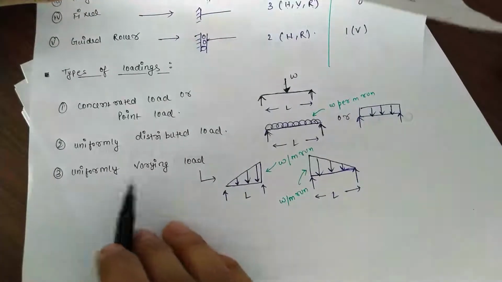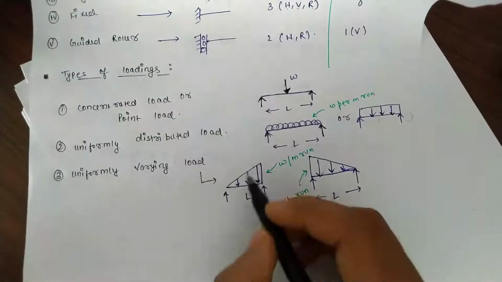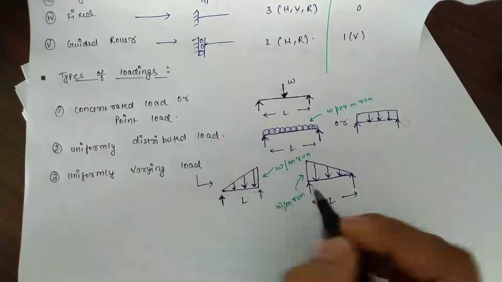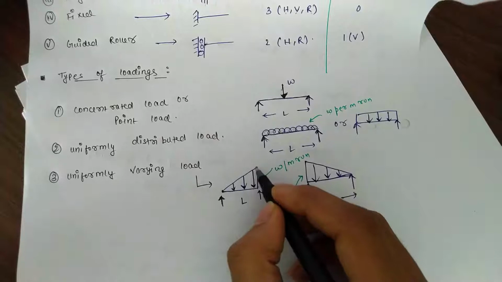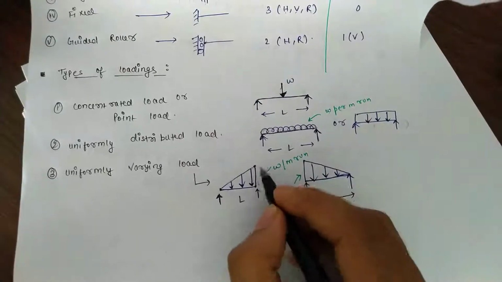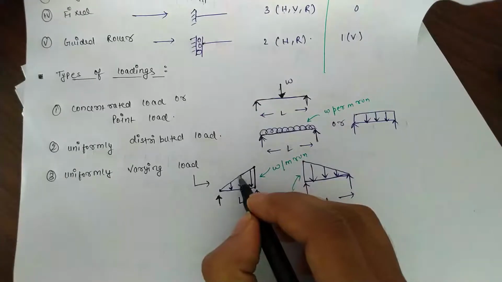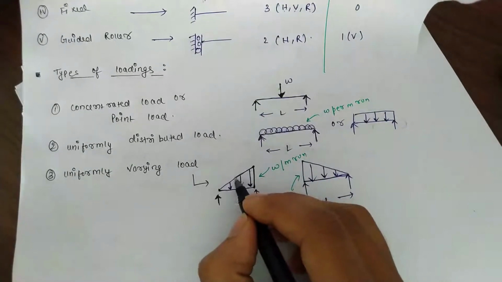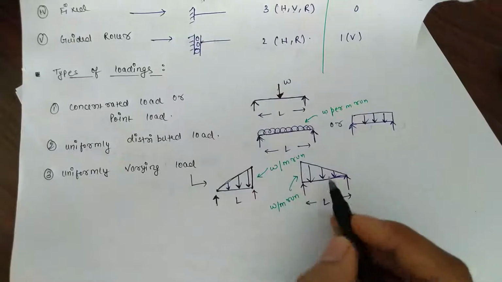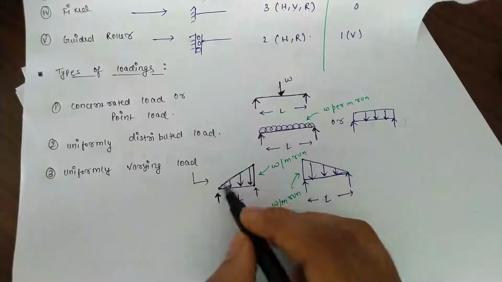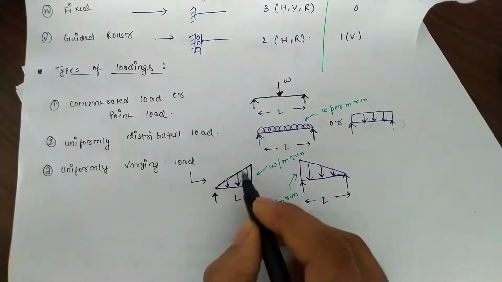Then there is uniformly varying load. In this, what happens, the load at one end is 0 and at the other end the highest load is present, which is W per meter run here. So W load is acting here and it goes on decreasing when moved along the beam. Here also, a simply supported beam has a uniformly varying load.